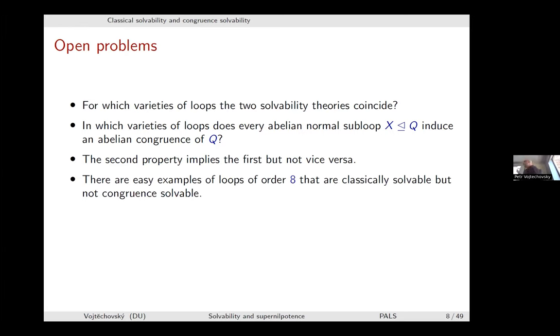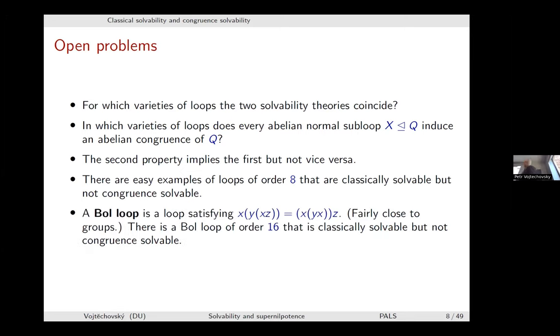Indeed, the two solvabilities are strictly different. There are small examples of loops of order 8 that are classically solvable, but not congruence solvable. So the theories are definitely different. And this example, or just a description of an example, is supposed to tell you that you can get pretty close to groups and still maintain the distinction between these theories. You can forget the name immediately because I will not use it again, but it happens to be a variety of loops satisfying this axiom here. These are fairly close to groups, yet there is a counterexample showing that the two solvability theories are not the same, a little bit bigger, but still quite small.